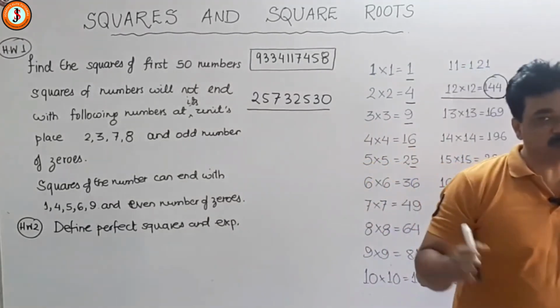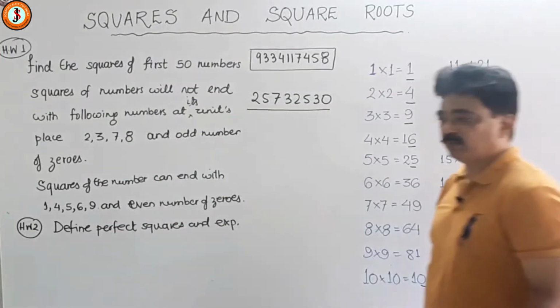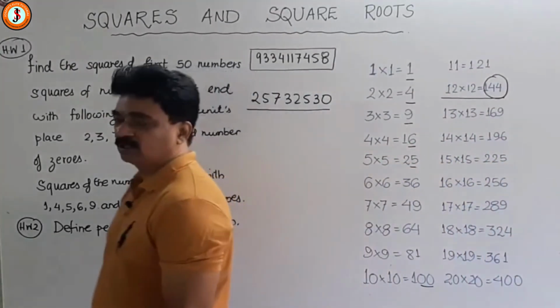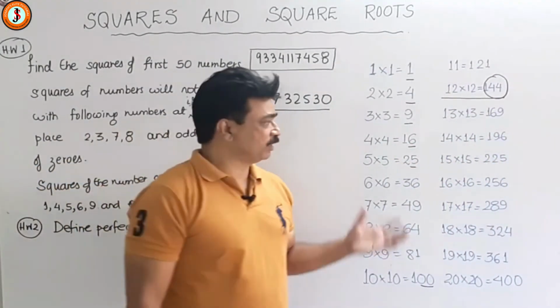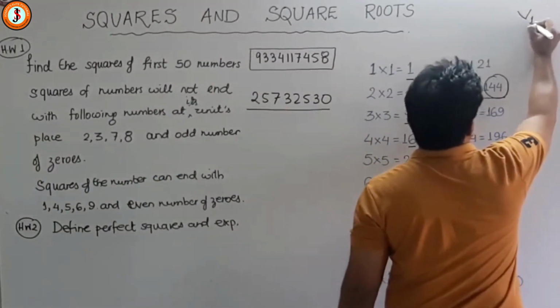So this is what we have studied. And finding out the square is simple. You have to find the product, multiply the number by itself. Later on I will show you the trick multiplication in the coming video. This is video 1 for square and square root.